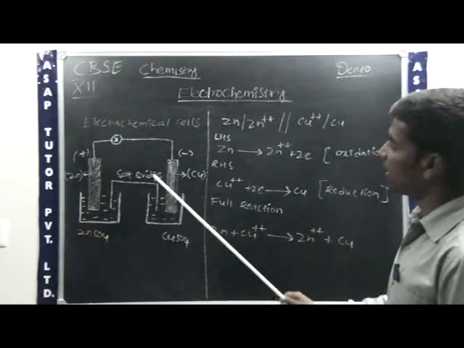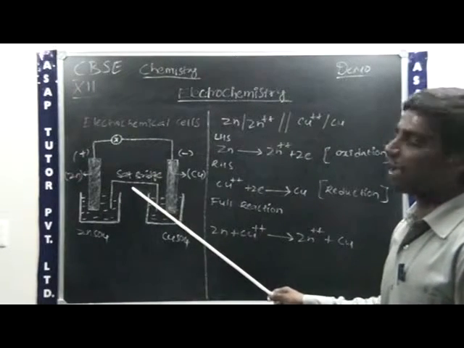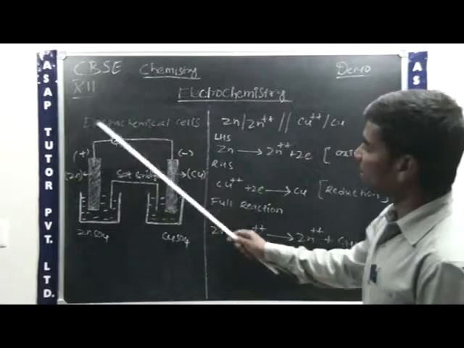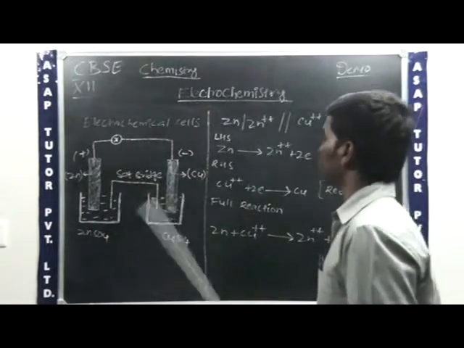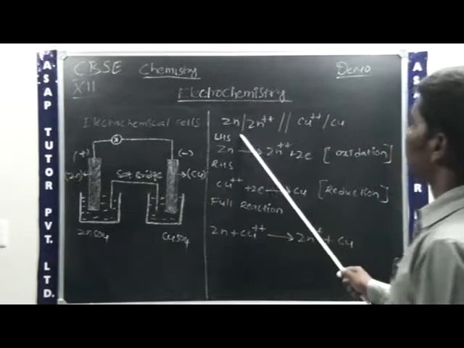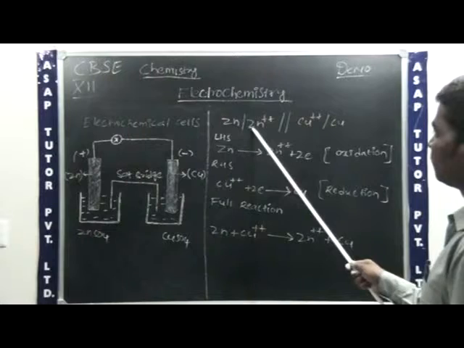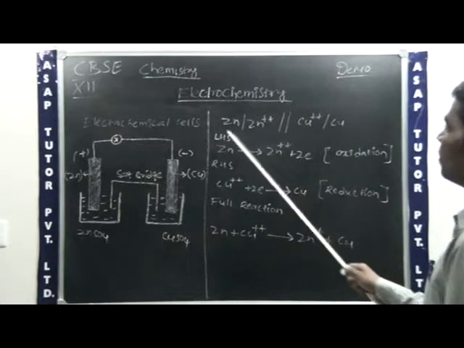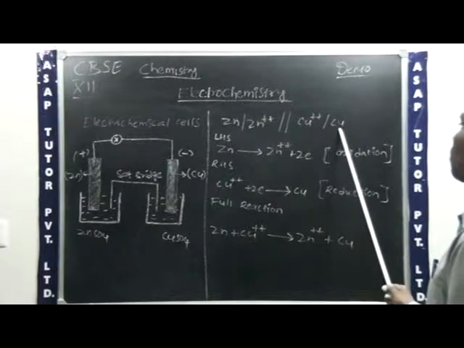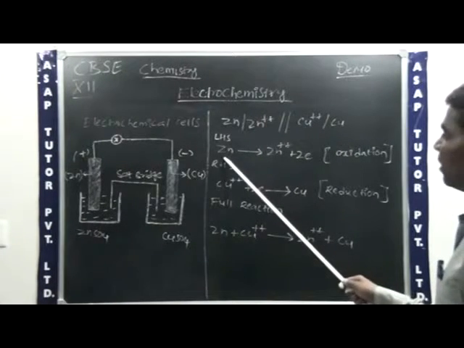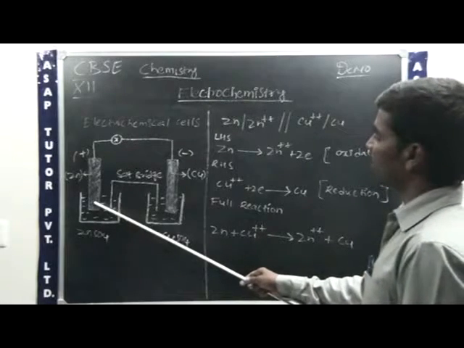The cell is completed with a salt bridge, prepared with potassium nitrate or potassium chloride. So the total cell is completed with the salt bridge. When you see the EMF, going from left to right, Zn converts into Zn2+ and Cu2+ converts into copper. When the reaction starts, Zn loses 2 electrons.